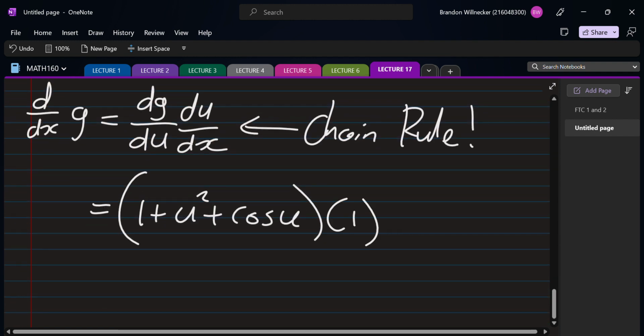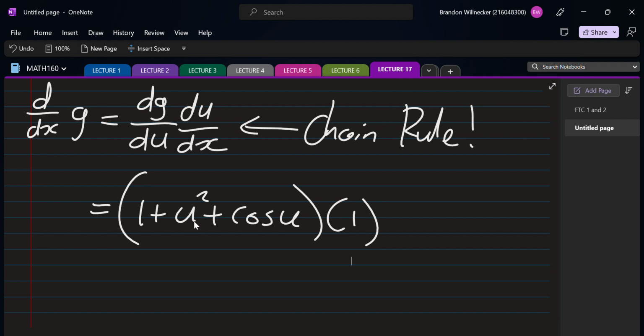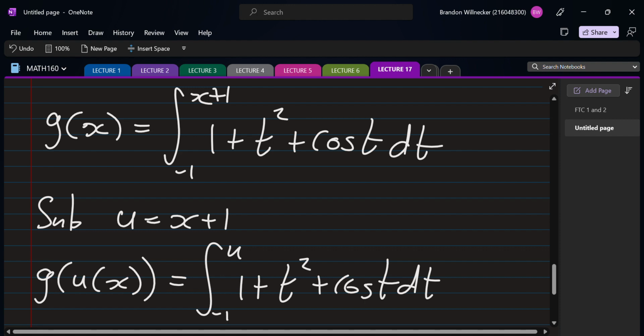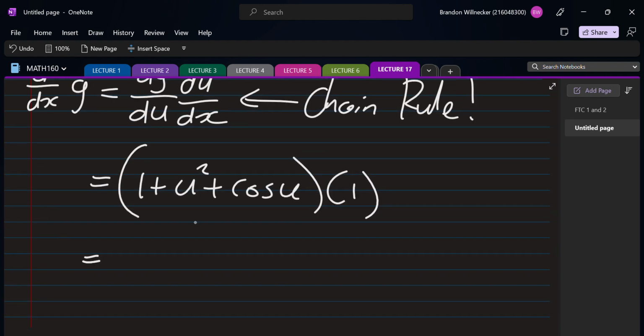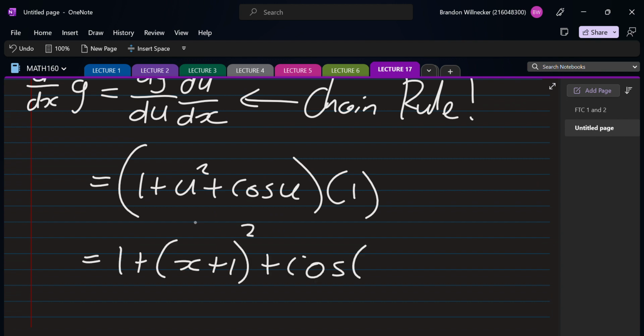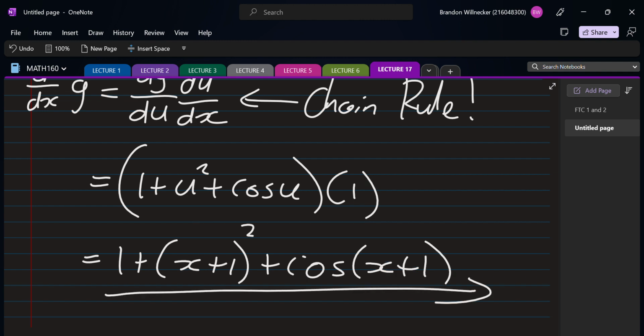But we're not done yet, because here we still have this u variable. Remember, we put that in. That's not part of the question. So to go back to the x variable, we need to replace u with x plus 1. So our final answer will be 1 plus (x plus 1) squared, we've substituted, and then plus cos of x plus 1. Remember that u is just a middle step. It's not the final answer. We introduce u to allow us to use FTC2, but once we've done all of that, we need to go back to x. We can't leave it like this. All right, any questions on that?